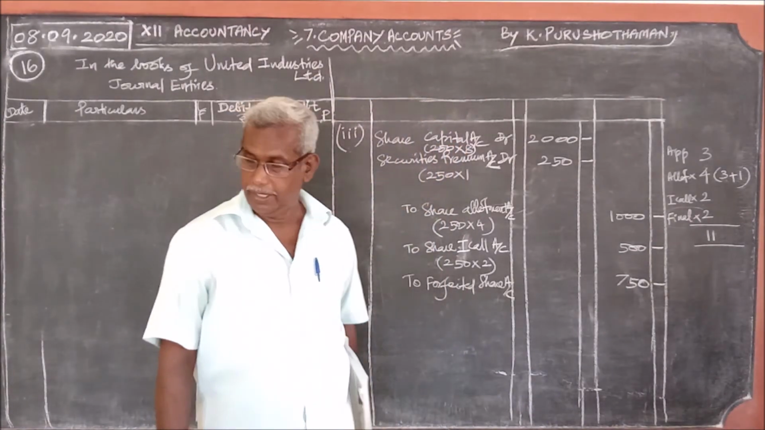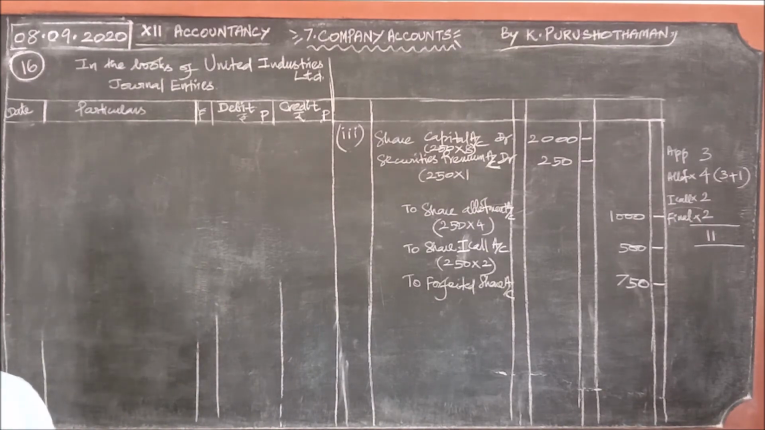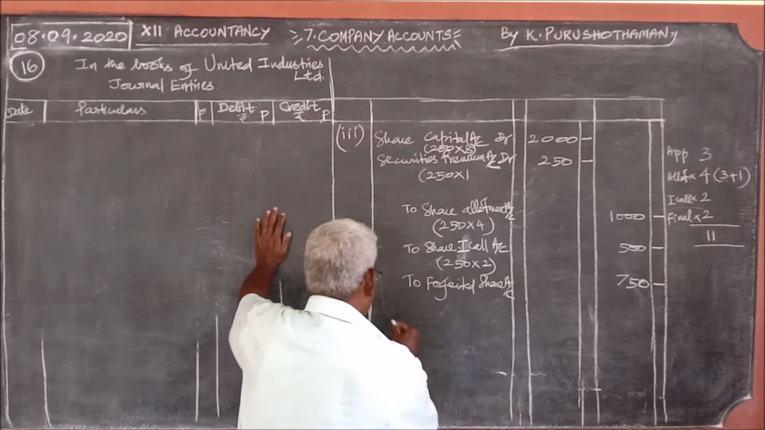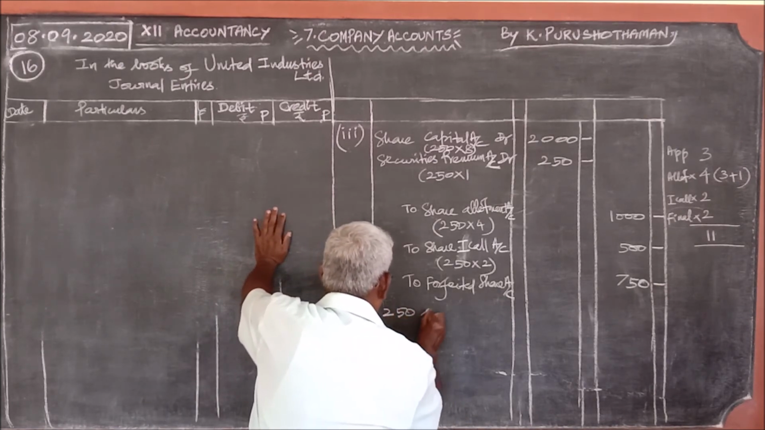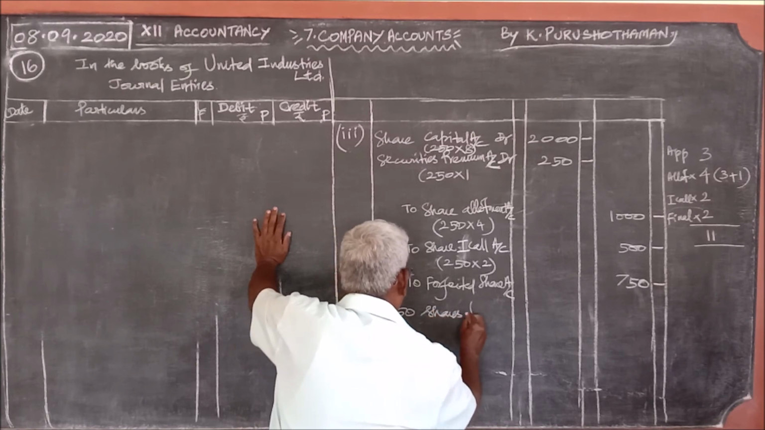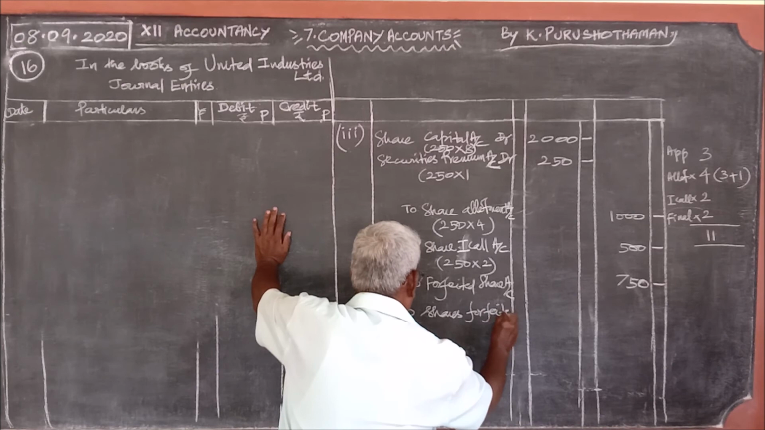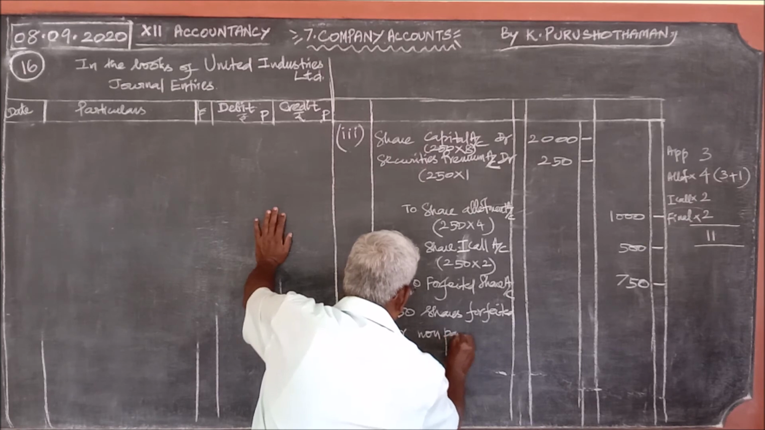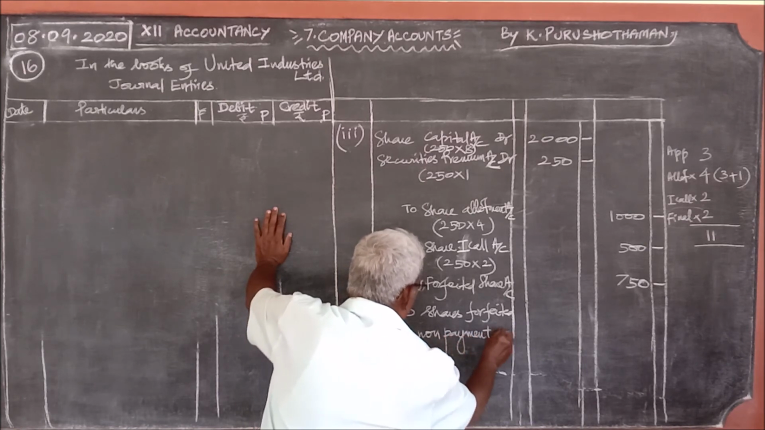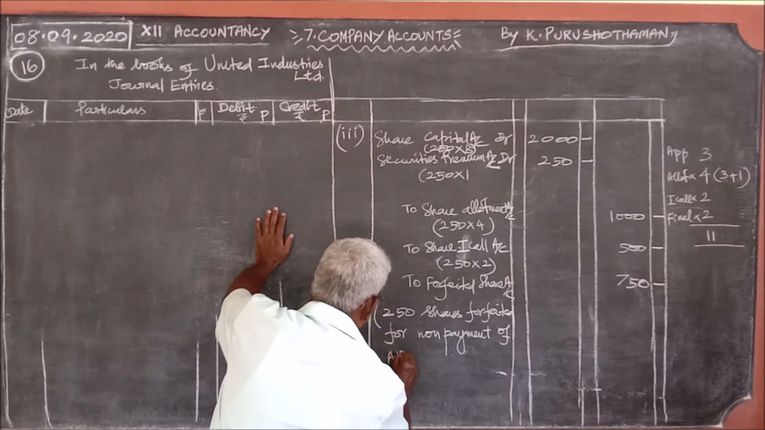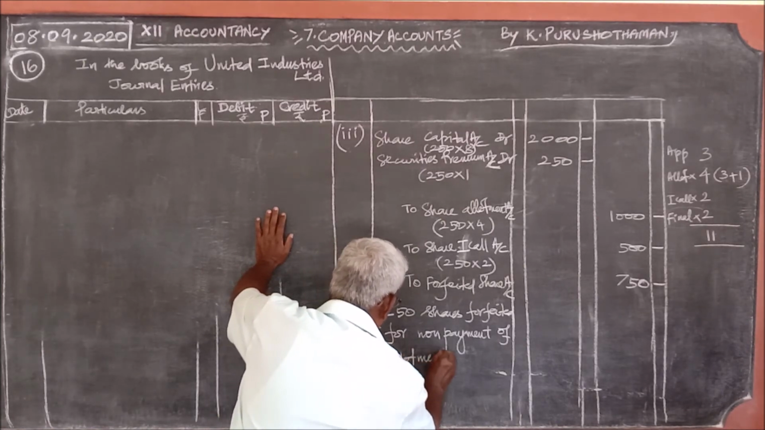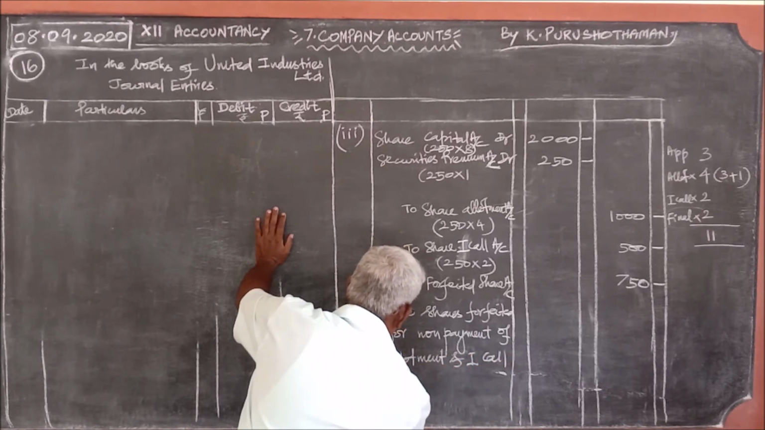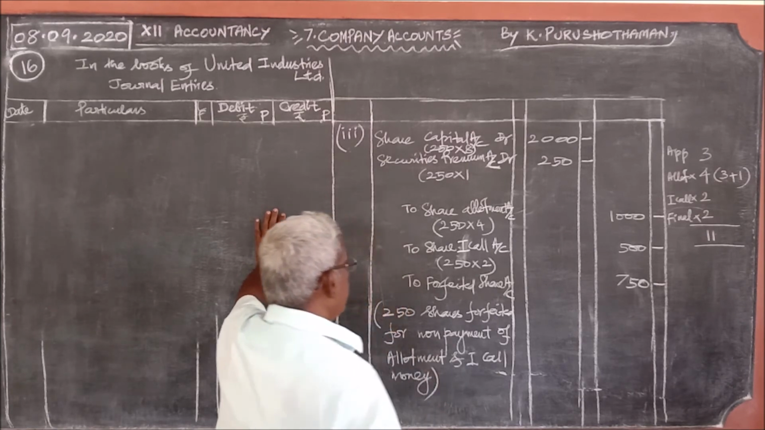So, 750. In that case, what should be the narration? 250 shares forfeited for non-payment of allotment and first call money. This should be the narration.